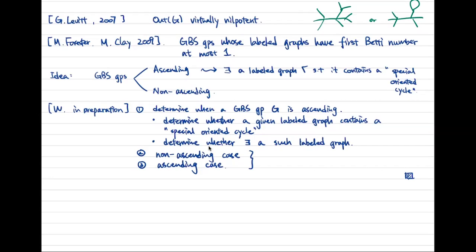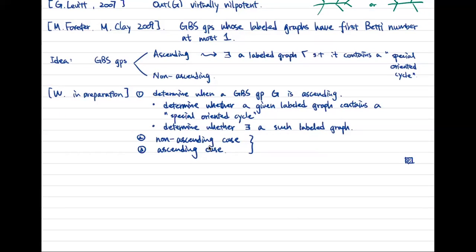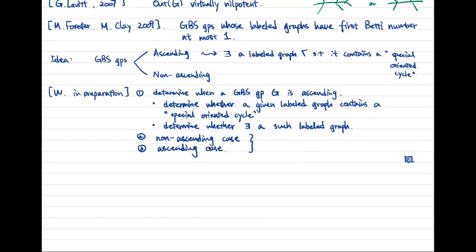And next, because we divide the GBS groups into 2 parts, to approach the isomorphism problem we can divide it into these 3 steps. First, we determine when a GBS group G is ascending. To approach this, we first need to determine whether a given labeled graph contains a special oriented cycle. If it contains one, then our group G is ascending. If it doesn't, then we need to check all the other labeled graphs to see whether there exists one that contains a special oriented cycle. So far, I think I have an algorithm for the special oriented cycle, and for the last step of this ascending part, I'm stuck at the proof, but I think it's still approachable.